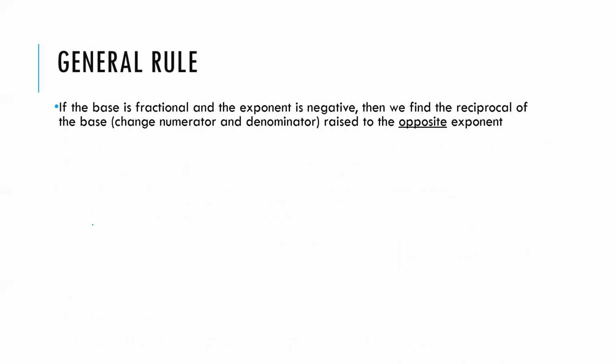So the general rule: if the base is fractional and the exponent is negative, we find the reciprocal of the base, changing numerator to denominator, and then raise it to the opposite exponent. In algebraic terms, if I have a fraction a over b, I exchange the numerator and denominator, so it becomes b over a. Instead of raising it to the power of negative n, I raise it to the power of positive n. So I switch the sign as well, and it's raised to a positive exponent instead of a negative one.